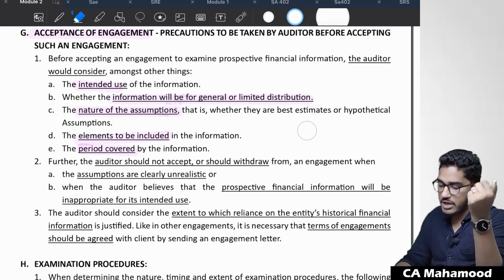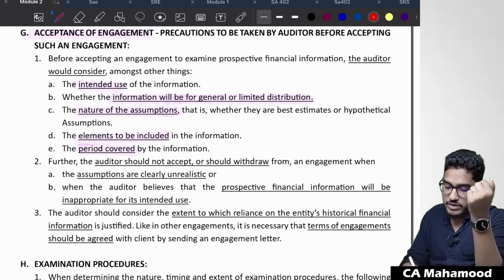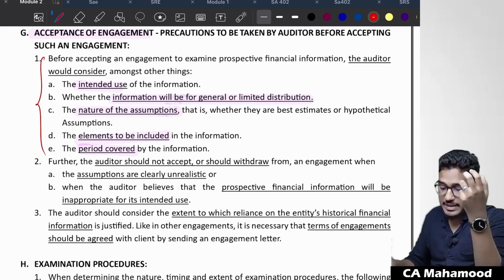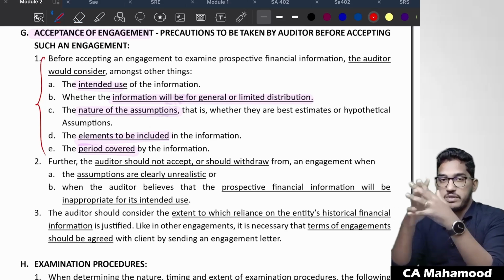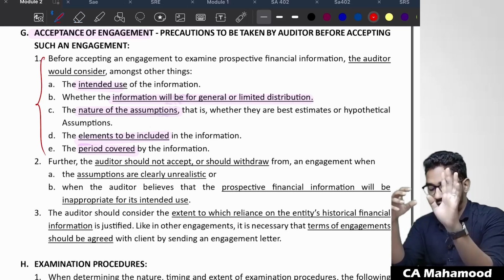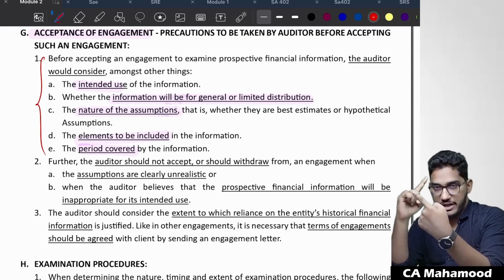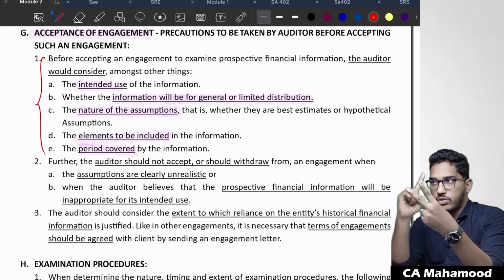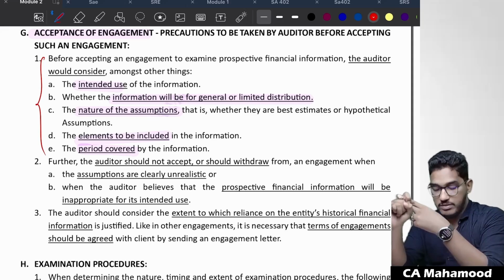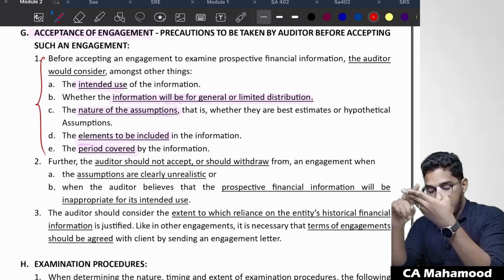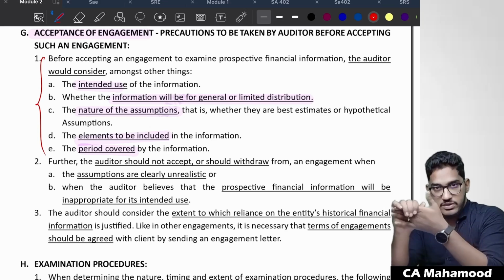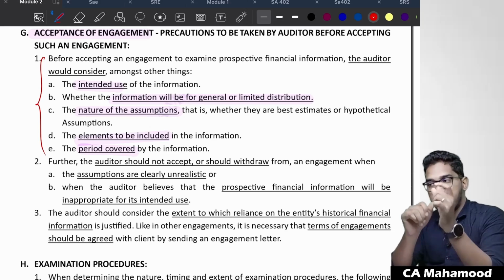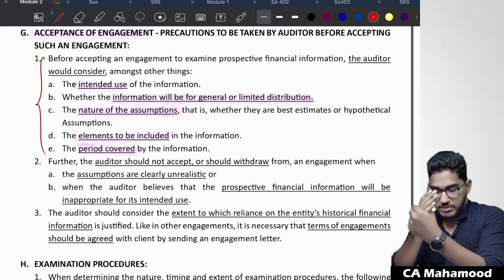So these are the factors which should be kept in mind as an auditor, as a practicing chartered accountant, when a client has approached you and is asking you to do the verification of prospective financial information. So 5 factors they have told. Number 1, you have to find out what is the intended use. You have to understand about distribution, to whom it will be circulated. What is the nature of assumptions they are using? Are they using best estimate or are they making hypothetical assumptions? What are the elements which will be included? And along with that, what will be the period covered by that prospective financial information?